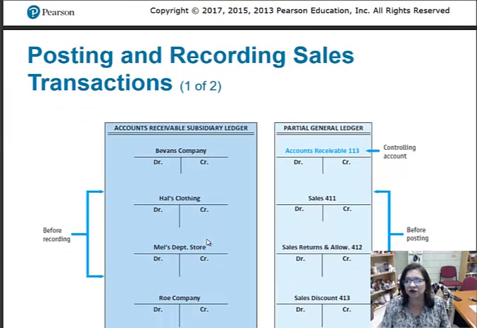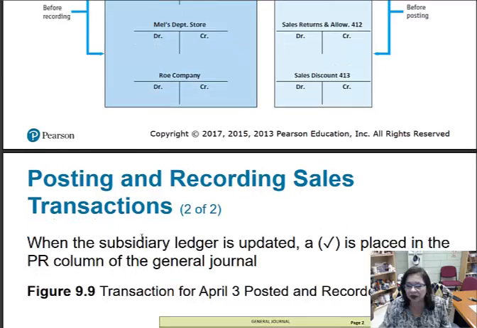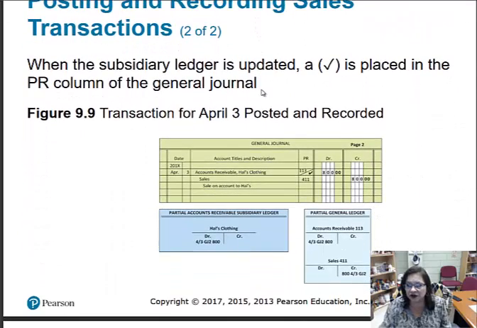So when we're posting and recording the transactions, notice we still have the general ledger of accounts receivable, and then we still have the amount on each one: Bevins, Hal's, Mel's, Rowe. This is the controlling account. Then when the subsidiary ledger is updated, a check is placed. The reason that a check is placed is to let you know that, yes, I not only posted this to the general journal, I also put it into the accounts subsidiary ledger.